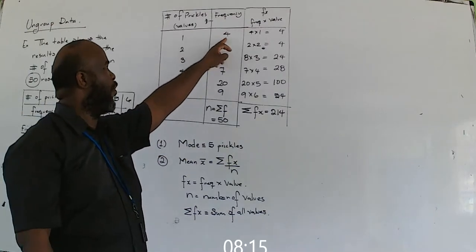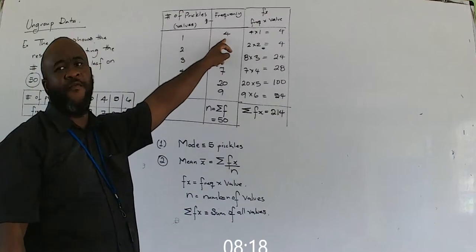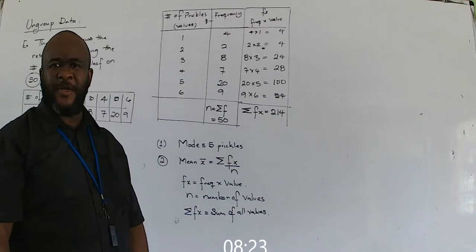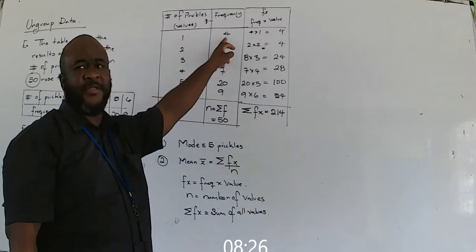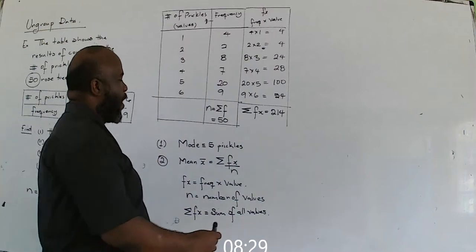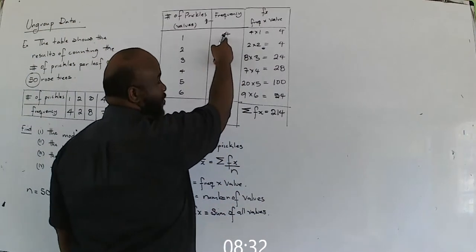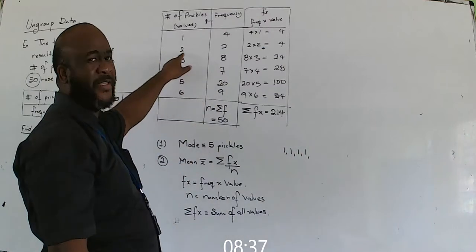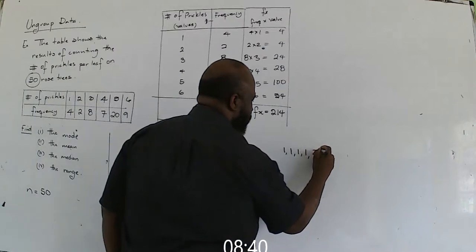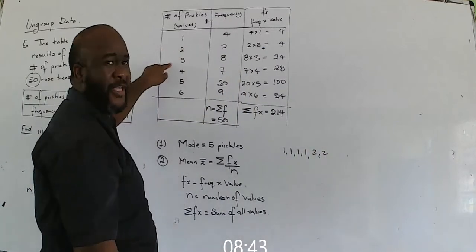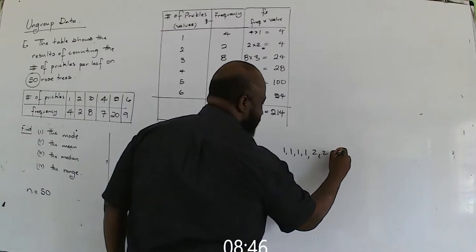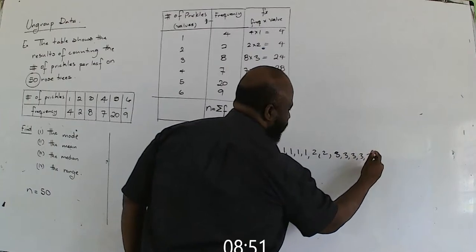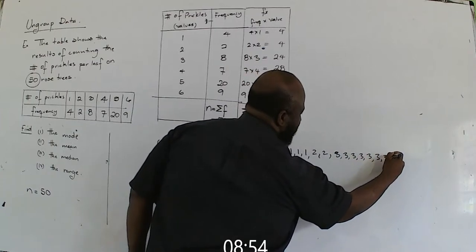How many trees only have one prickle? 4. So how many prickles is that altogether? 4 prickles. So in the data, how many times do I have 1? 4: 1, 2, 3, 4. How many times do I have 2 in the data? 2. How many times do I have 3 in the data? 8. So this is 8 threes.